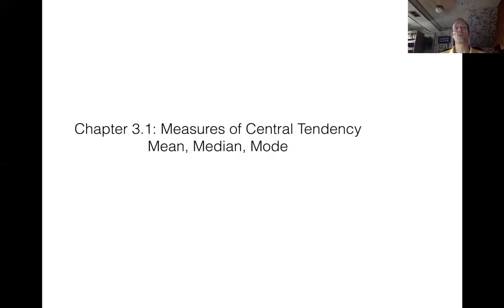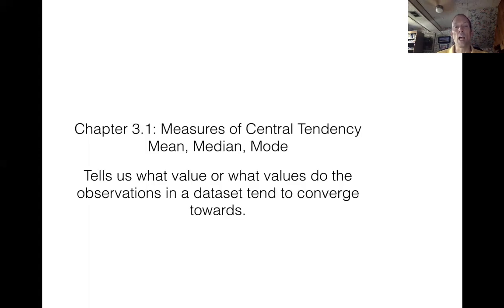In this video, we're going to talk about Chapter 3, Section 3-1, Measures of Central Tendency. And measures of central tendency refers to what value or what values in the data set the observations tend to converge towards. And we have three different ways of measuring that, with the mean, the median, and the mode. The mean is the mathematical average. Most of you have probably all calculated the mean.